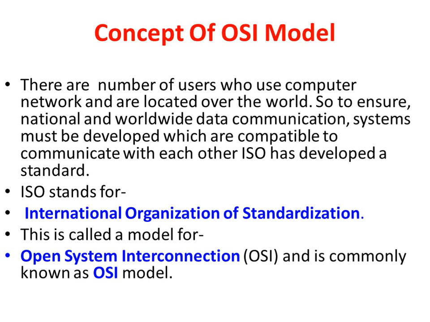So next is the concept of the OSI model. There are a number of users who use computer networks and are located all over the world. So to ensure national and worldwide data communication, systems must be developed which are compatible to communicate with each other. ISO has developed a standard. ISO stands for International Organization for Standardization, and ISO developing a standard means developing a model. This is called the model for Open System Interconnection and is commonly known as the OSI model.